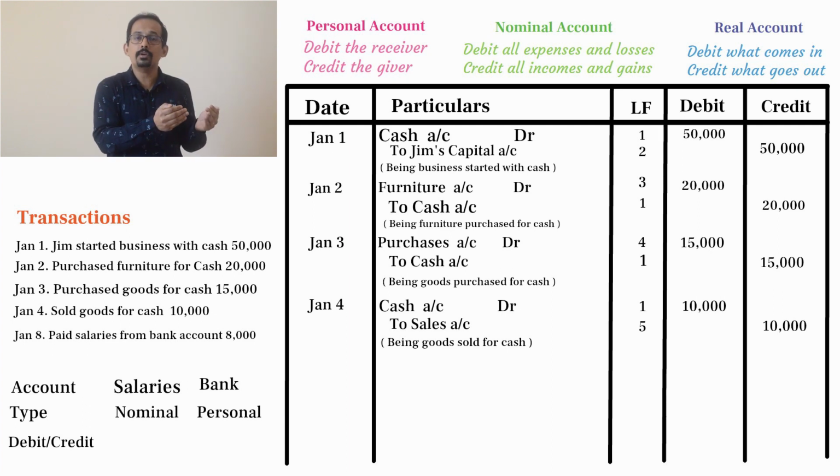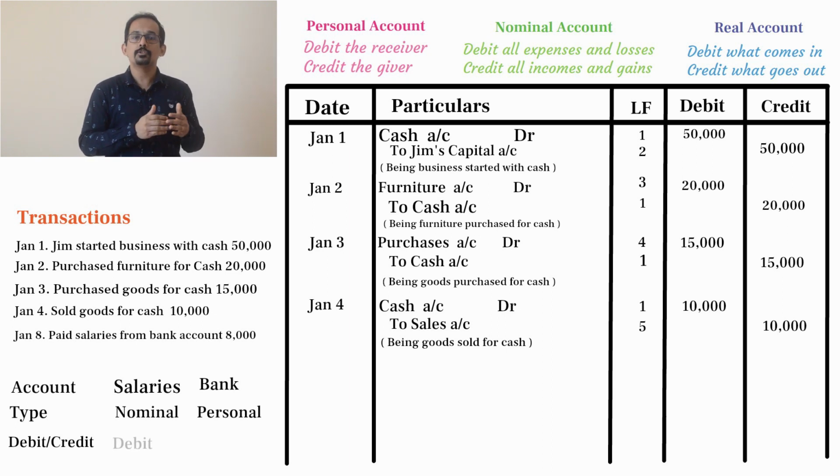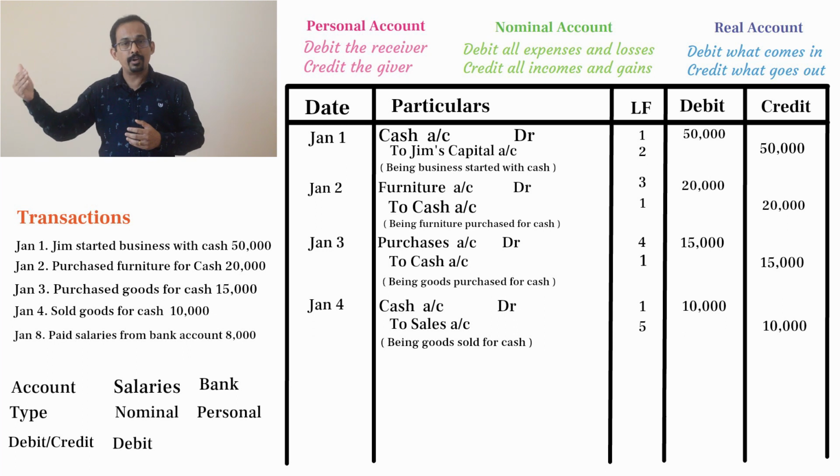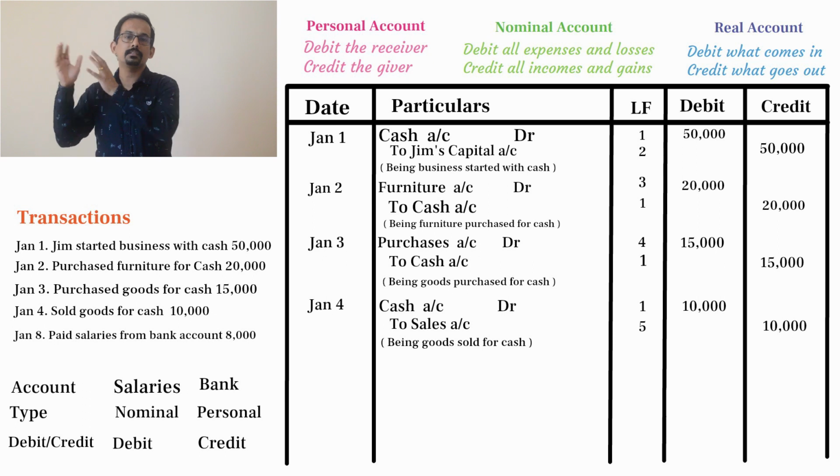For nominal account, debit all expenses and losses, credit all incomes and gains. So salary has to be debited, and for personal account, debit the receiver and credit the giver. So bank is the giver in this transaction, so bank has to be credited. So your entry is salary account debit 8,000, bank account credit 8,000. So how do we write this in the journal?